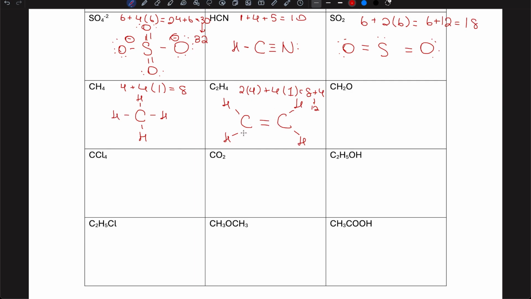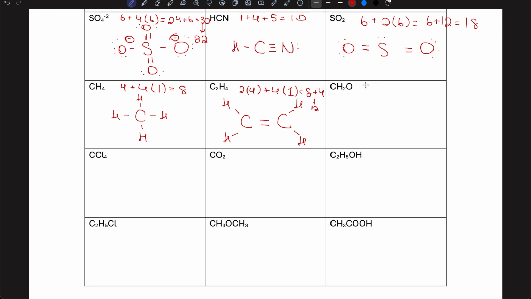And each carbon wants 4 bonds. By giving it a double bond, we end up with 4 bonds on each carbon. And let's count up what we have. 1, 2, 3, 4, 5, 6, 7, 8, 9, 10, 11, 12. The structure is correct. We end up with the correct amount of valence electrons total.